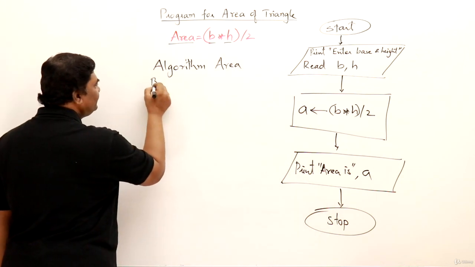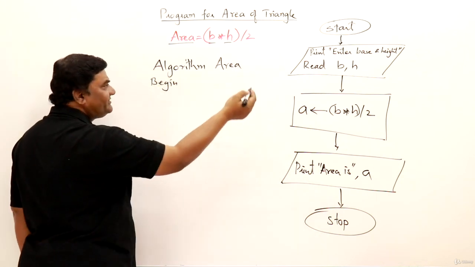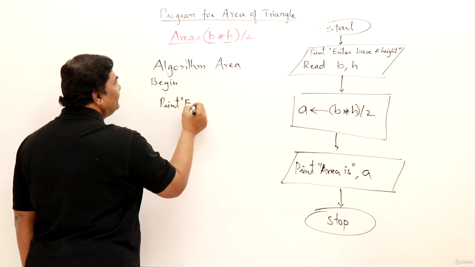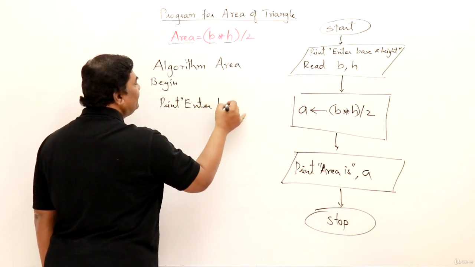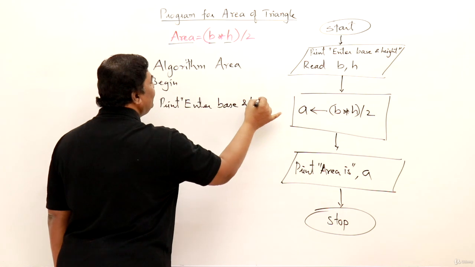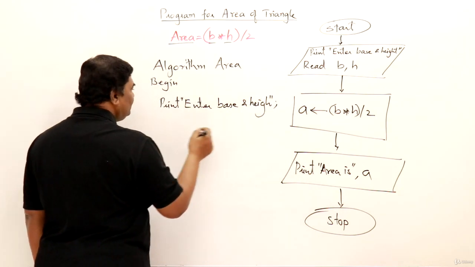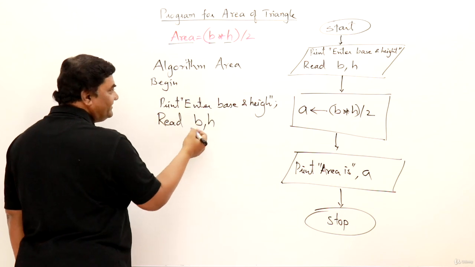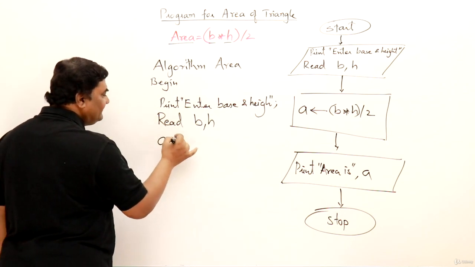Now inside this, let us begin. Now the same steps. First of all, I should give a message to you. I should tell you to enter base and height. Then I should read the values that you are giving me in B and H. These are variables. Then I should calculate area.